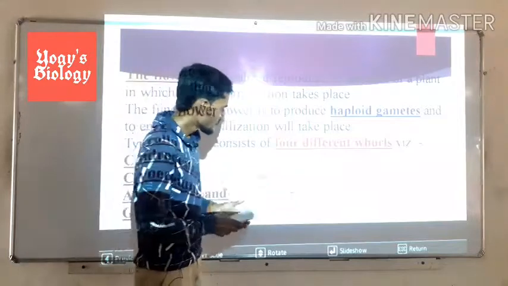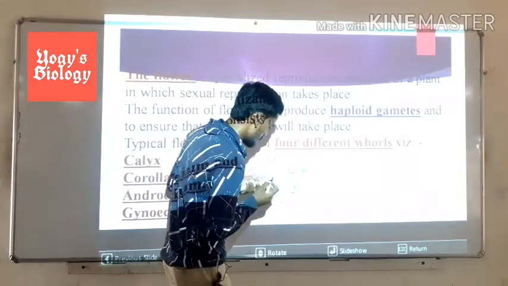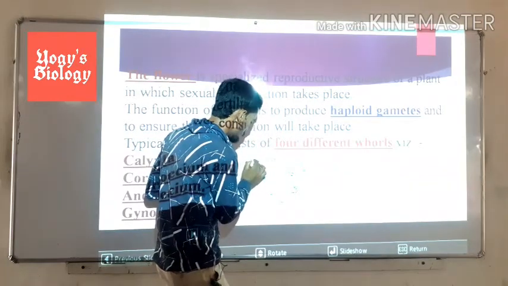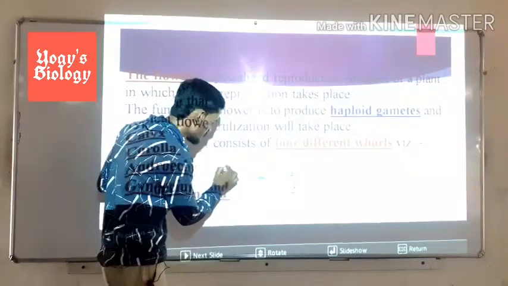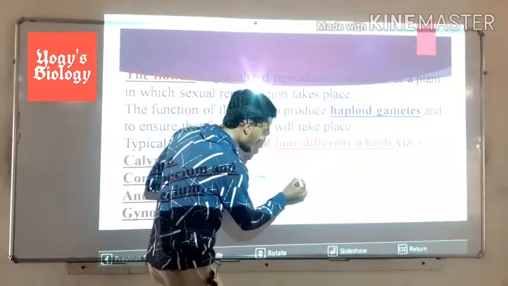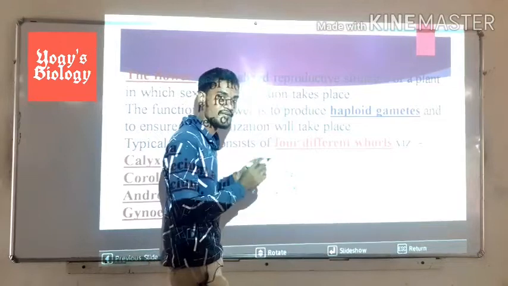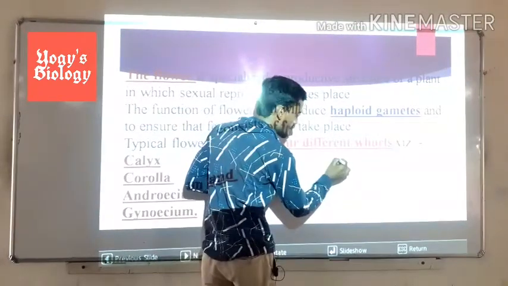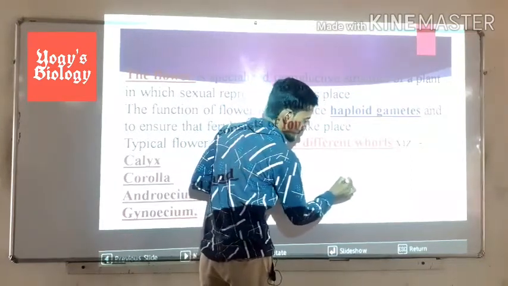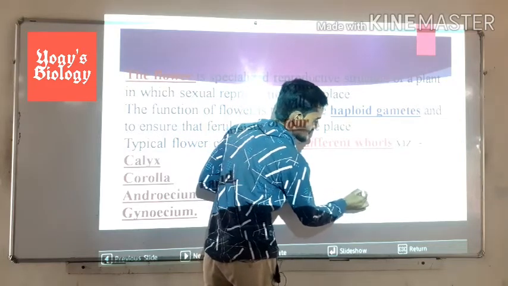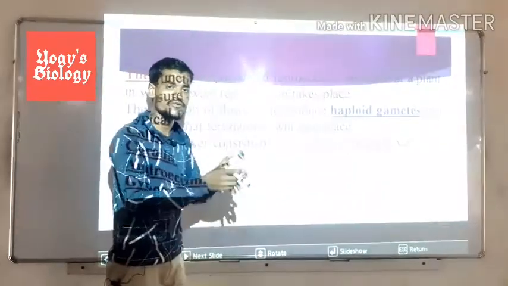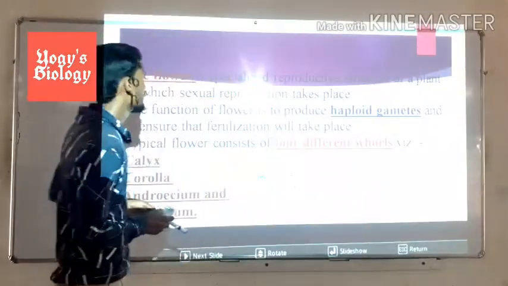Then the anther, filament and connective are called the stamen. Stamen is a male reproductive organ. Then stigma, style and ovary are called the carpel. Carpel is a female reproductive organ. Then the male reproductive organ and female reproductive organ fuse to each other, which is called sexual reproduction.